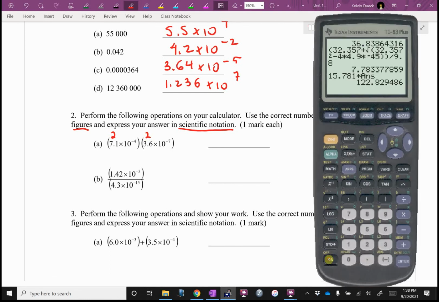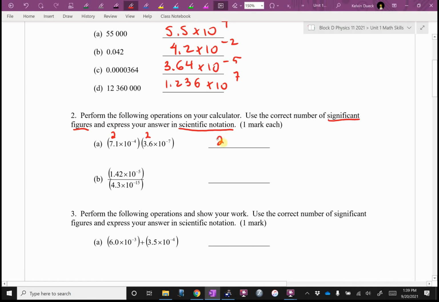I'm going to type on my calculator 7.1 scientific notation button negative 4 times 3.6 scientific notation button negative 7, and I get 2.556. How many Sig Figs am I going to go to? That first 5 is the second Sig Fig. Is that 5 going to stay a 5 or become a 6? So 2.6 times 10 to the negative 10.